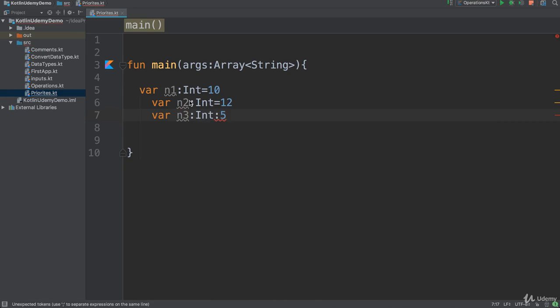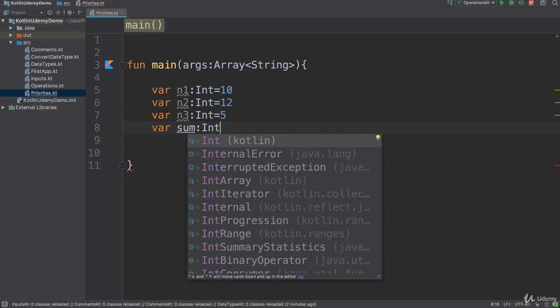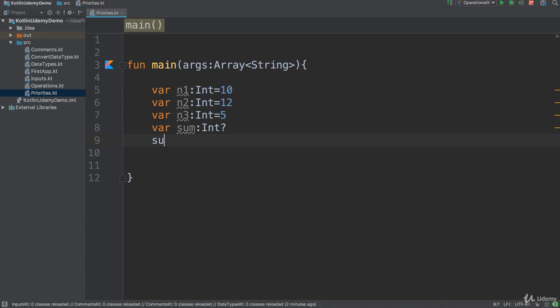So just let me format the code. Make sure this one is called this way, this one is just formatted. So variable number1, number2, number3. Think about you have another variable for sum, okay? And the sum should be also integer. And now you say sum equal, okay? You say number1 plus number2 multiply by number3 minus 3.